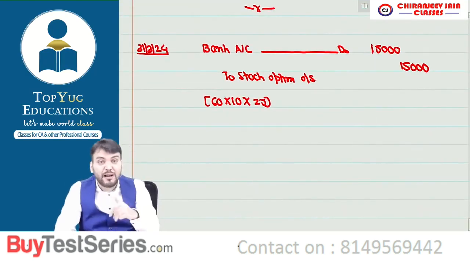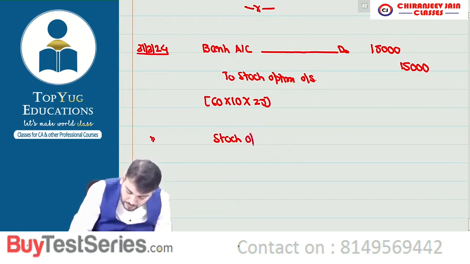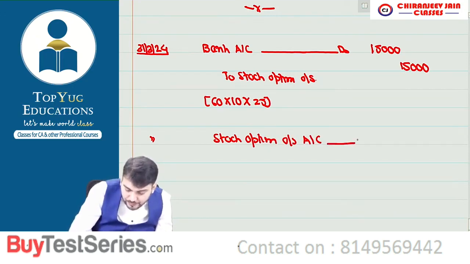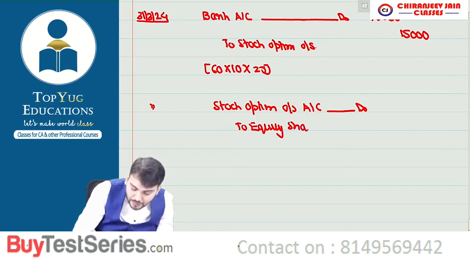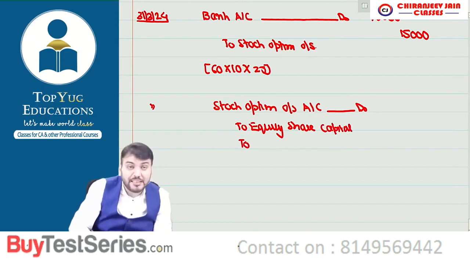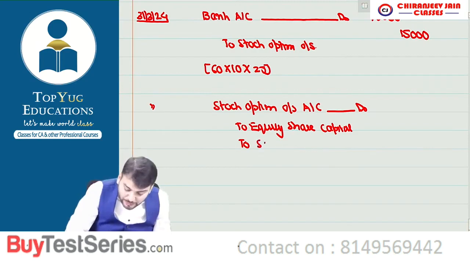Now for 60 employee we need to allot shares. We'll pass one journal entry. Stock option outstanding account debit to equity share capital. And because of Companies Act, anything received over and above nominal value will be considered as premium. ये कंपनी के कारण कहने से some securities premium will come.